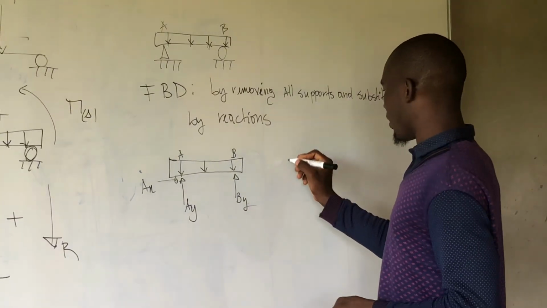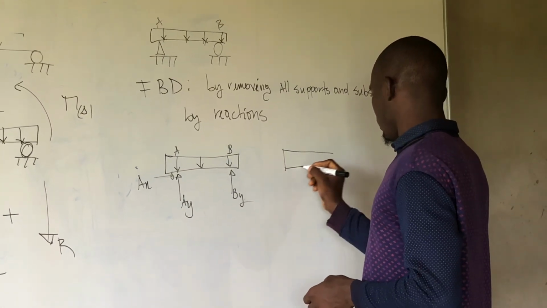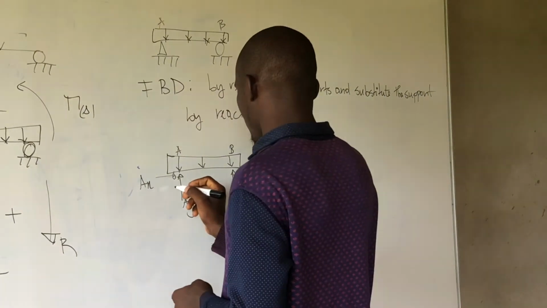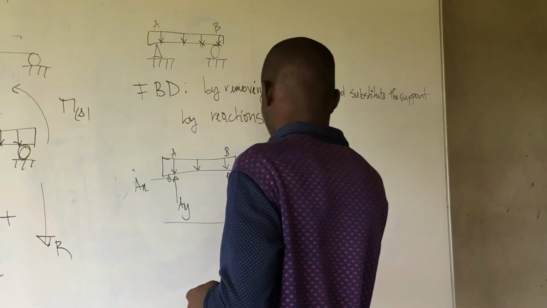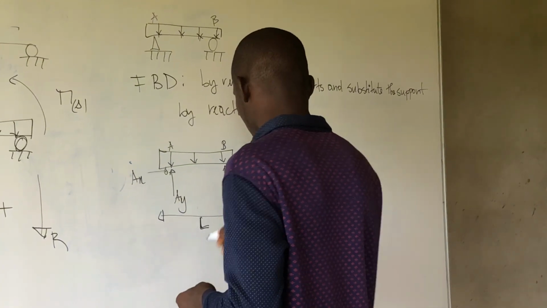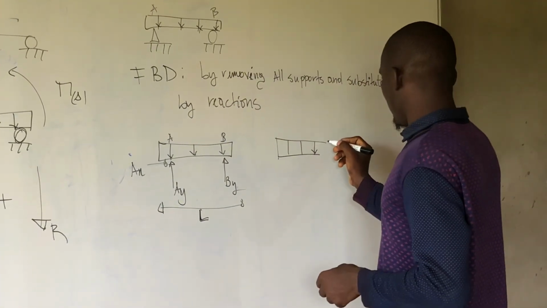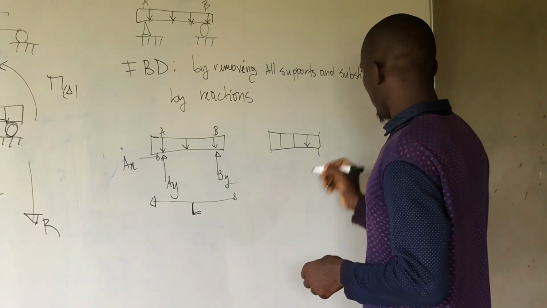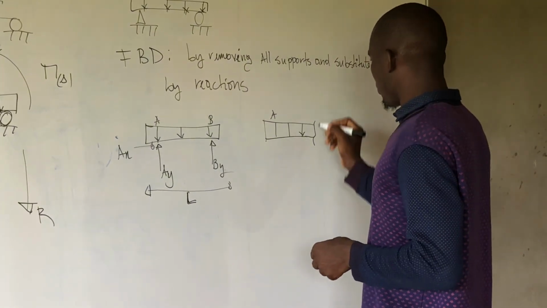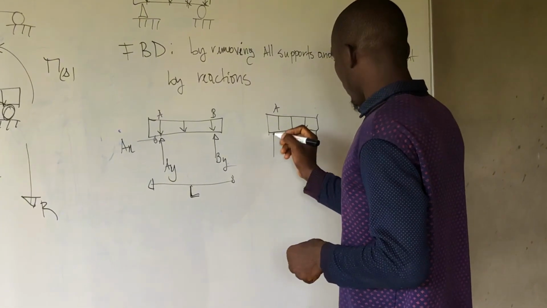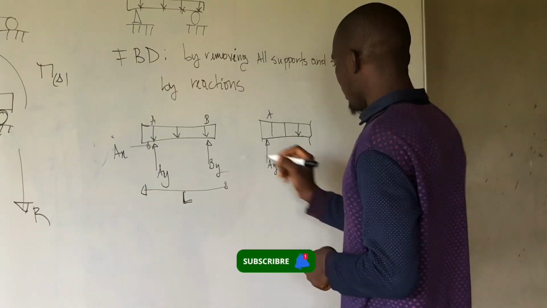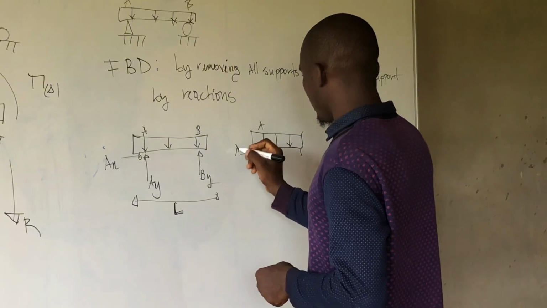Now we make the section of our structure. Let's assume that the length of our beam is L. We will make a cut between point A and a certain point X, and we will represent the external reaction forces. This is our reaction force along the y-axis, and this is our reaction force along the x-axis.